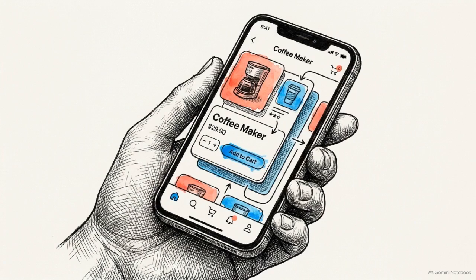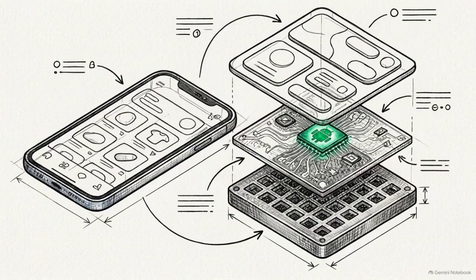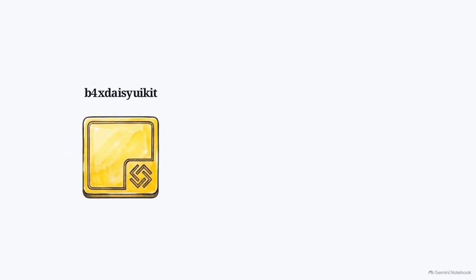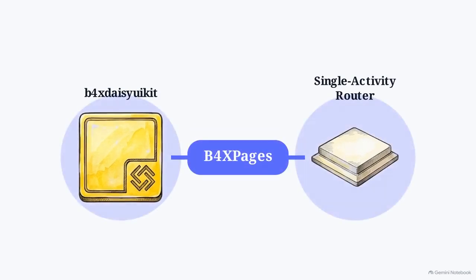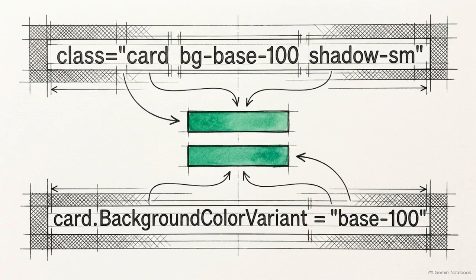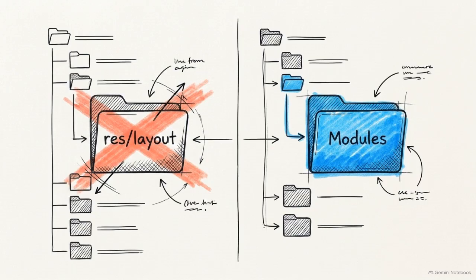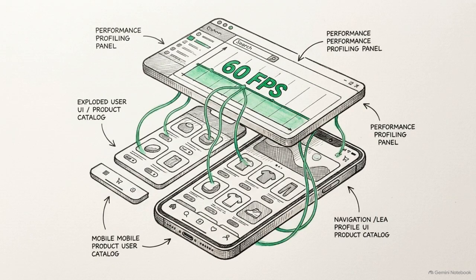When you look at the interface, you see standard web components. When the device processor executes the code, it is rendering native Android widgets. This is achieved by combining a custom component library called B4XDaisyUIKit with a strict single-activity routing framework. This architecture allows developers to write imperative mobile code using the same utility class UI construction used in modern web development. By fusing these two approaches, the development process removes the step of traditional layout design. You write code with the ergonomics of the web, but deploy an application with native execution speeds.